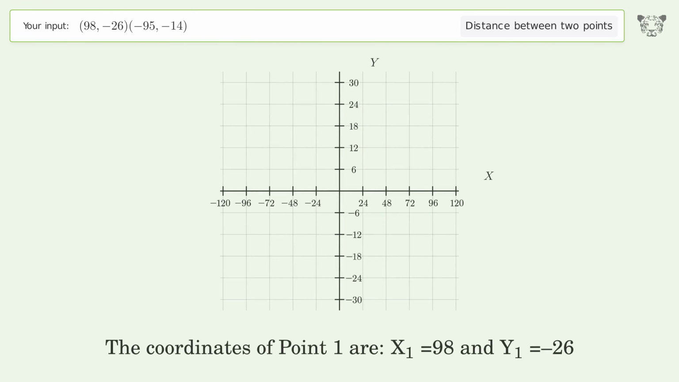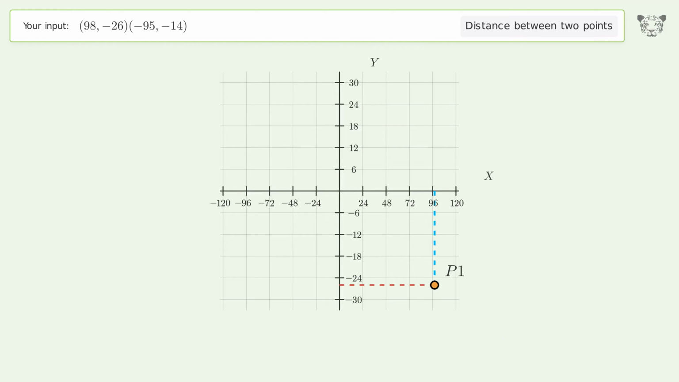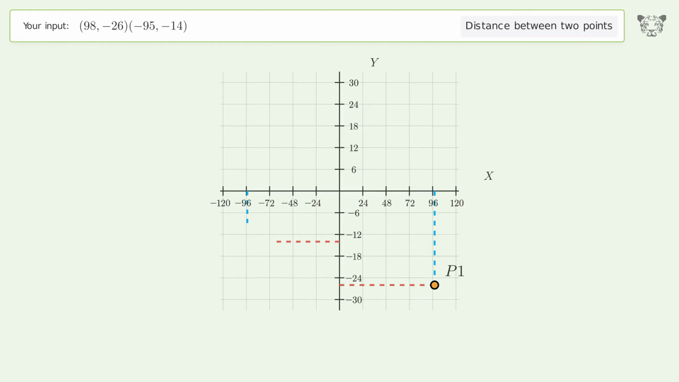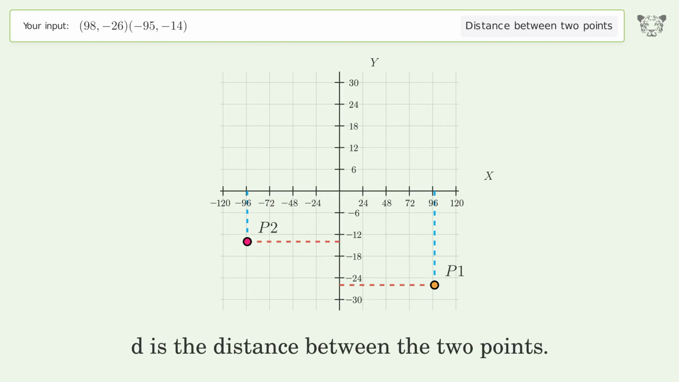The coordinates of point 1 are x1 equals 98 and y1 equals -26. The coordinates of point 2 are x2 equals -95 and y2 equals -14. D is the distance between the 2 points.